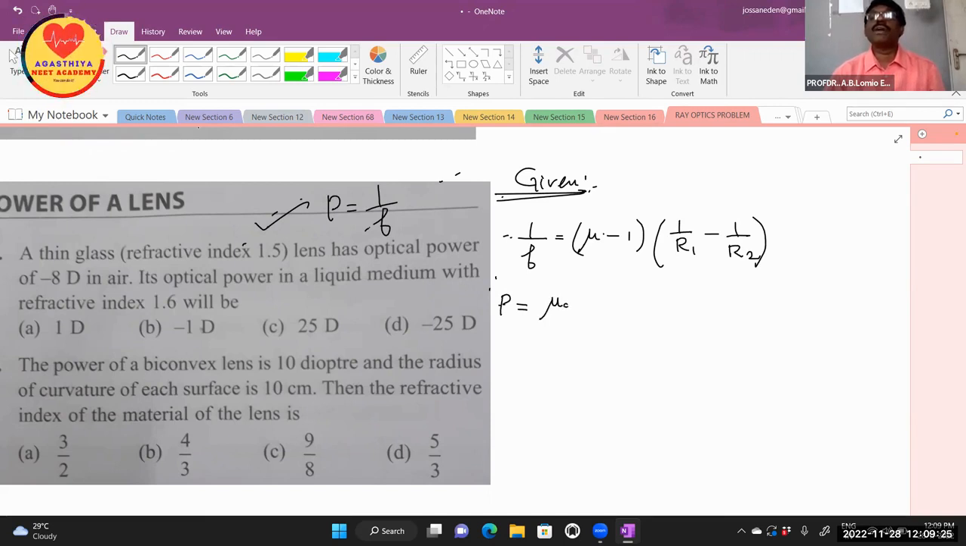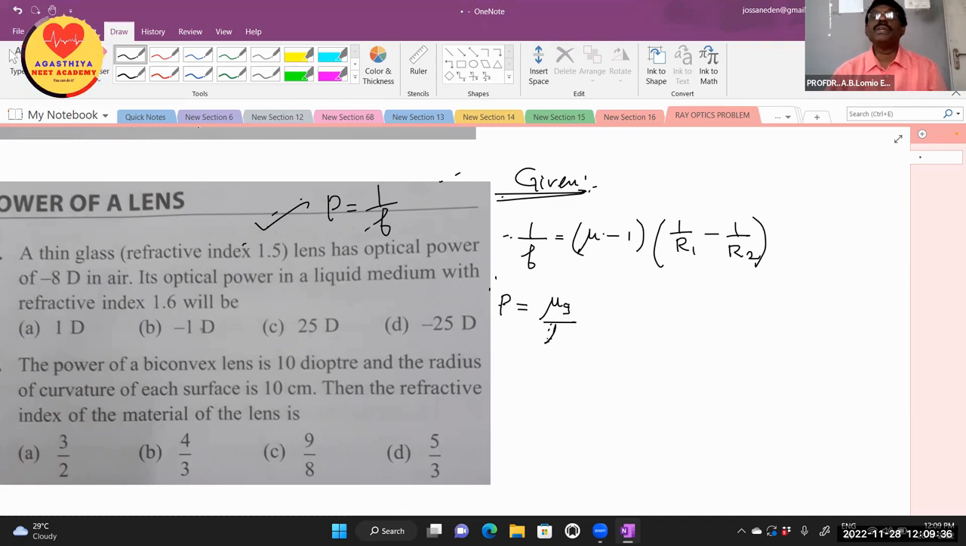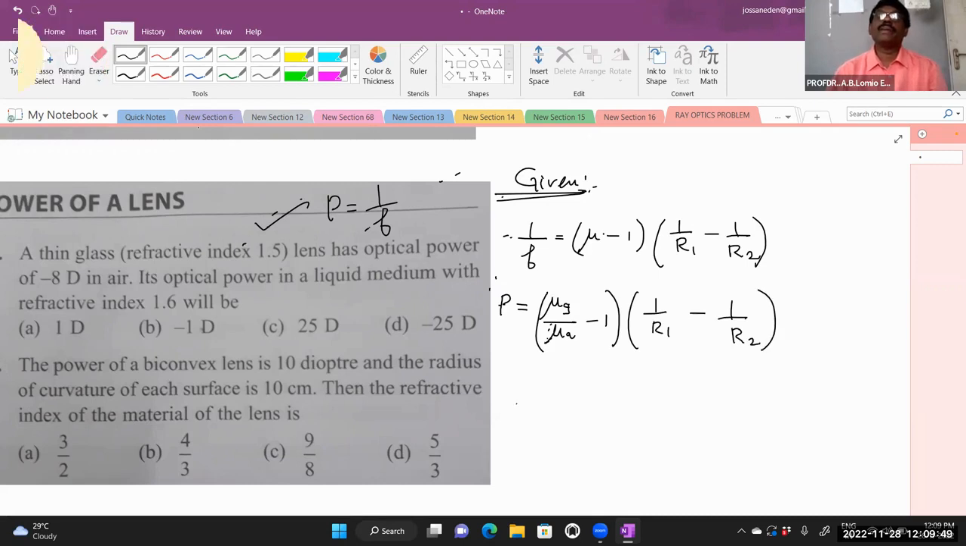Mu is the ratio of what? First condition: the glass lens is placed in air. Understand? P equals (mu g divided by mu air minus 1) times (1/r1 minus 1/r2). This is case 1. For the second case, let the power be P dash. We have to find out P dash.